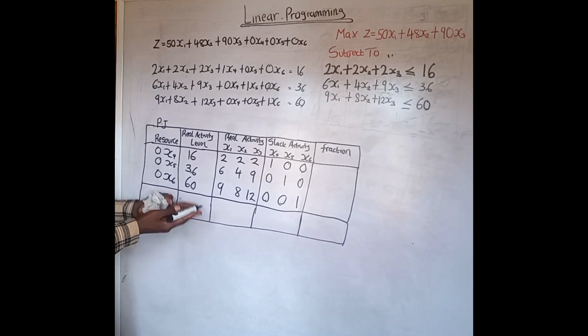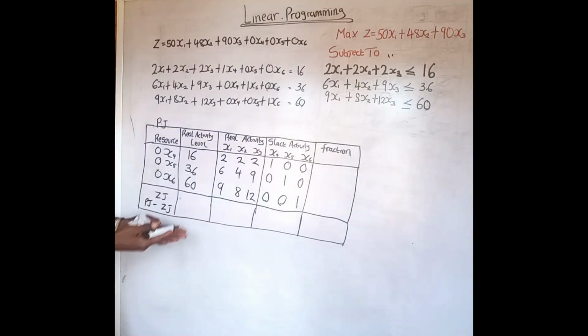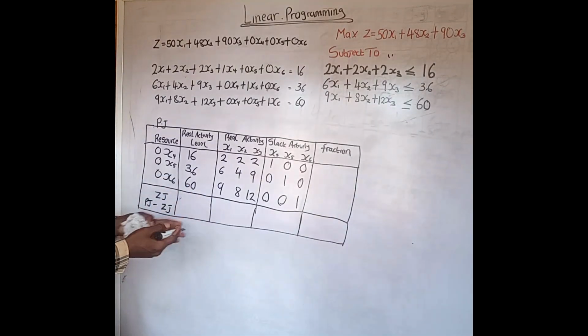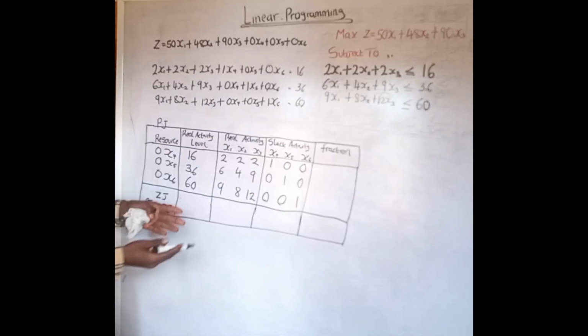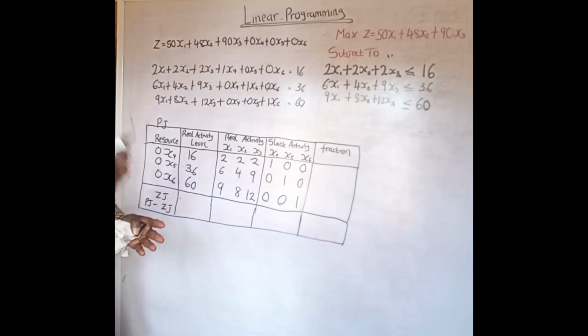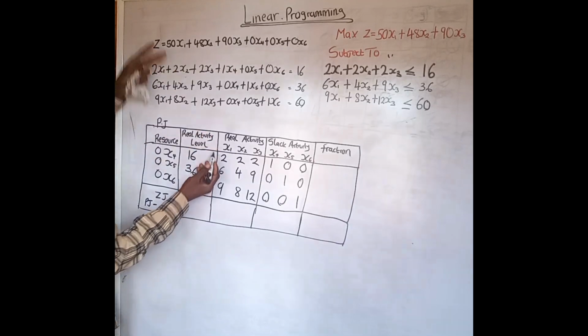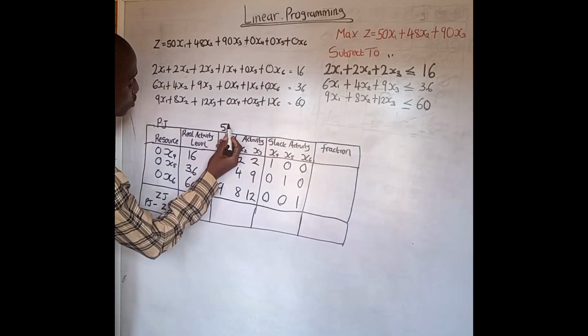Now this is your prepared initial simplex tableau. Now the next thing that you have to find is the value of your zj and the value of your pj minus zj. But you cannot find the value of pj minus zj without knowing the value of your pj. The value of your pj will be the coefficient of the objective function itself, and for the x1 I have the coefficient as 50, so I'm going to be having 50 here.